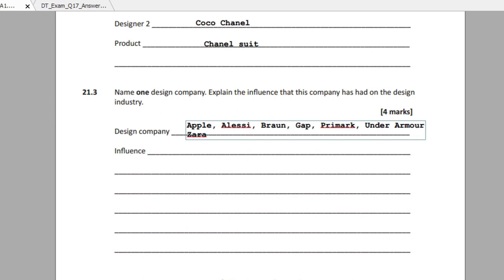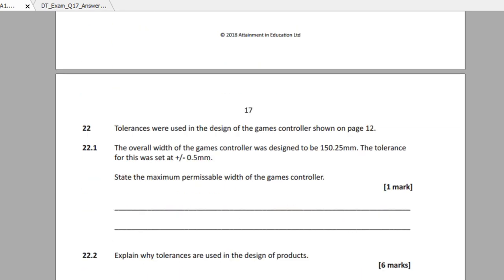Okay, so now let's see. We've done 21.3. We now have basically one, two, three, four, five, so we have 6 questions to go. So just bear with me.